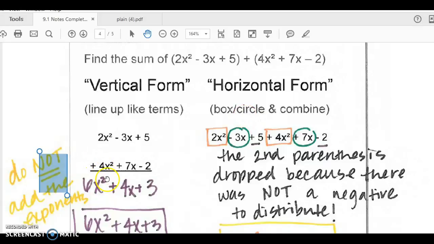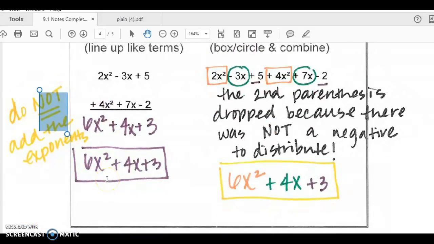So if you line them up vertically, don't forget to match the exponents. 2x squared plus 4x squared is 6x squared. Don't you dare add those exponents. And then negative 3 plus 7 is 4x. 5 plus a negative 2 is positive 3. 6x squared plus 4x plus 3.